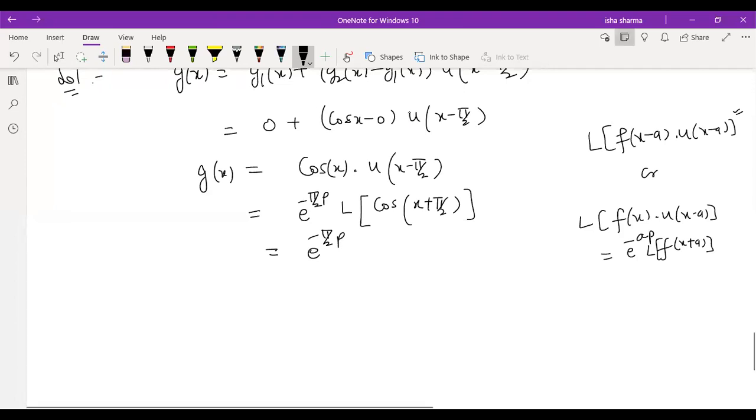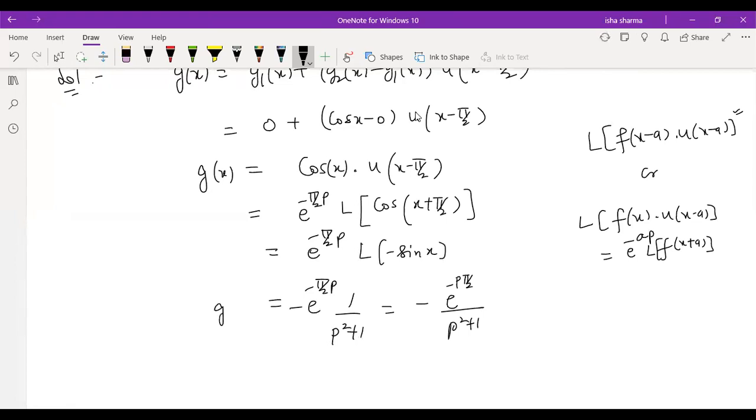What you can do here? Cos of pi by 2 plus x can be written as minus sin x, right? Easy. Minus can come outside, linearity property. Laplace transform of sin x is 1 over p square plus 1. So we got our answer: minus e raised to minus p pi by 2 over p square plus 1. Sorry, this is g(x). यहाँ तक g(x) था, but इसके बाद ये L of g(x). Now this is L of g(x), the Laplace transform of the required function.